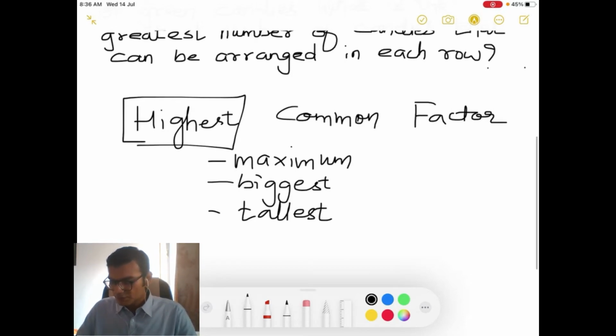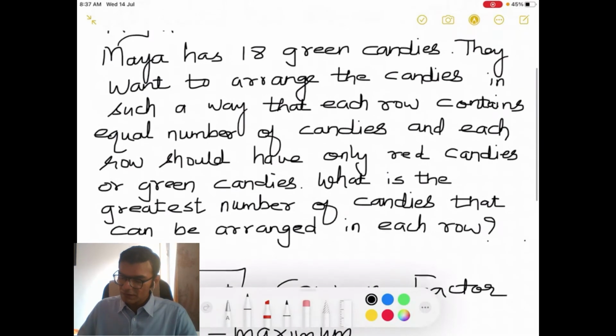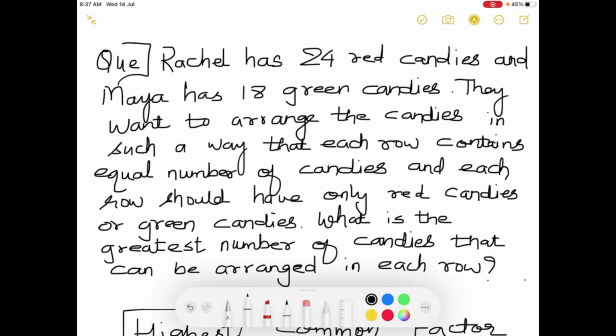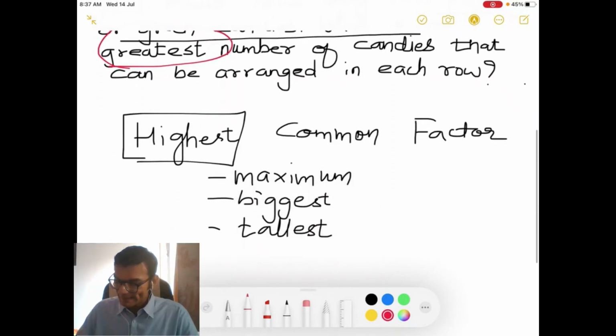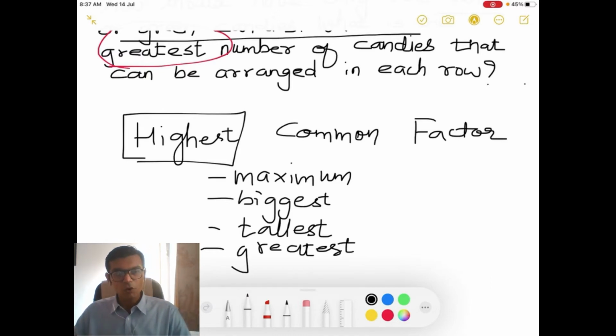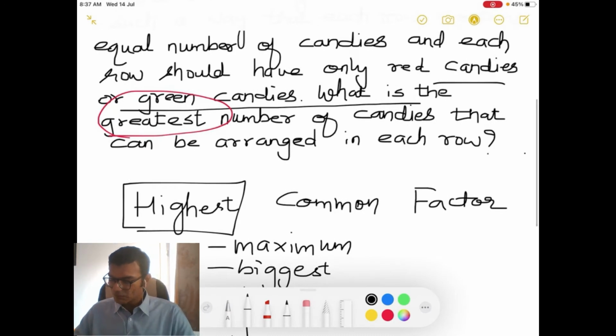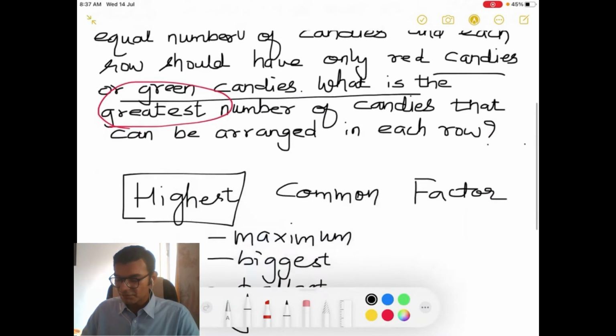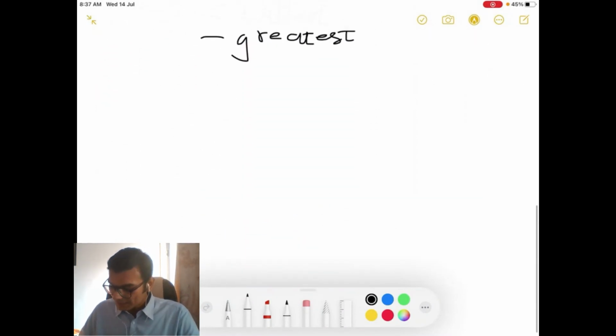So let us go back to our question and look for this keyword. Reading the question, each row should have only red candies or green candies. What is the greatest number of candies? So greatest is also one of the words which hints you that we are finding the highest common factor. So greatest number of candies that can be arranged in a row. That means in this case we are finding HCF of 24 and 18.